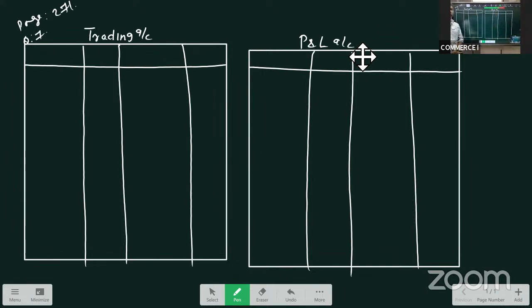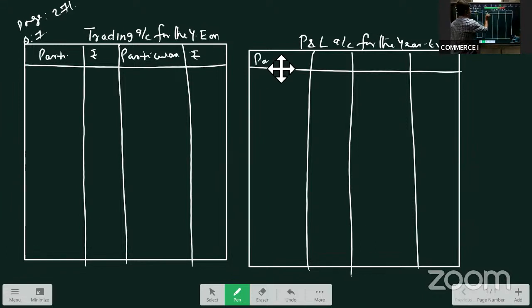Trading account for the year ended on. Profit and loss account for the year ended on. This is how we write the heading. Then particulars and amount columns on each side. We are preparing trading account and profit and loss account simultaneously for question number 7 given on page number 271.